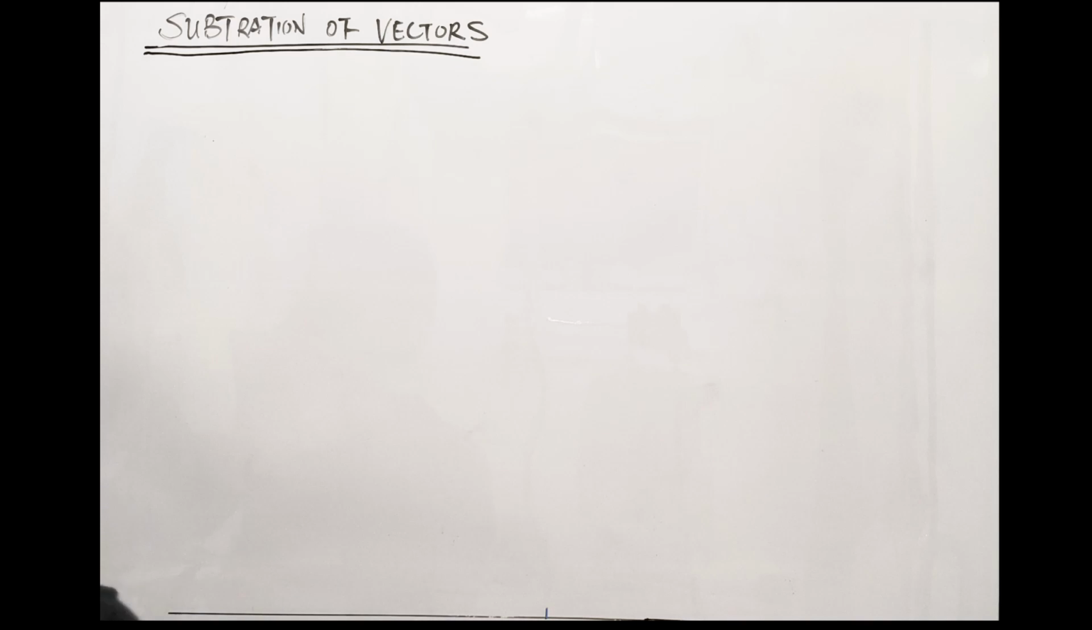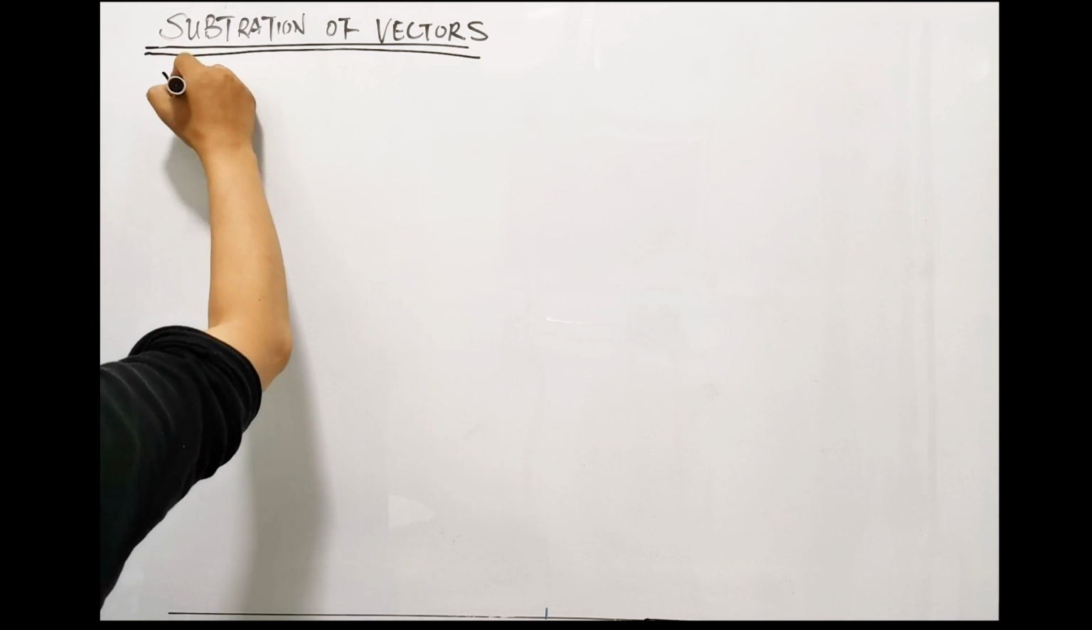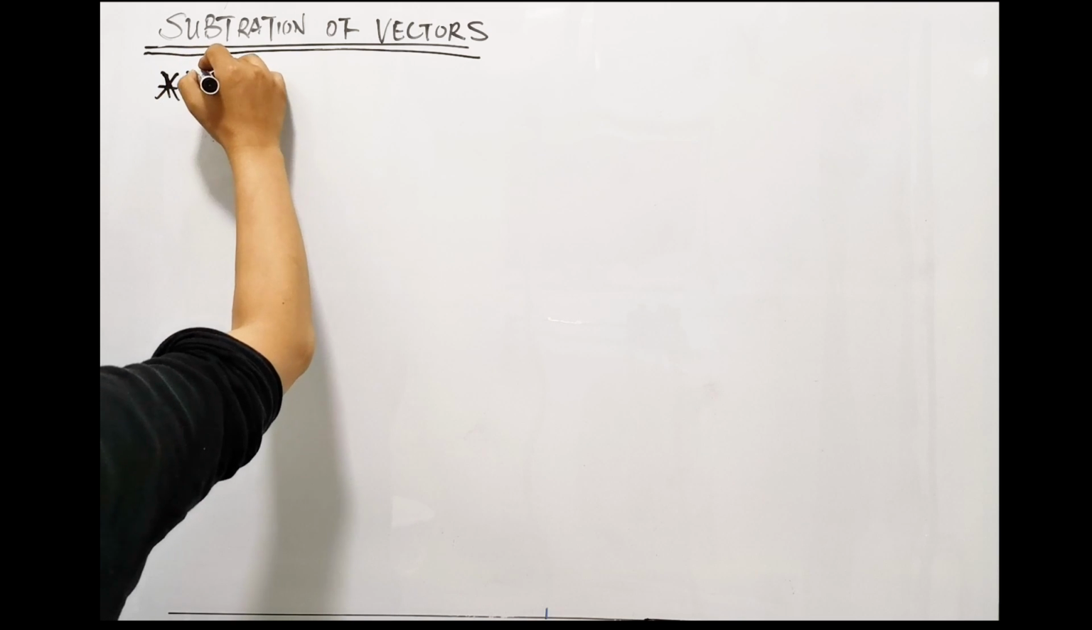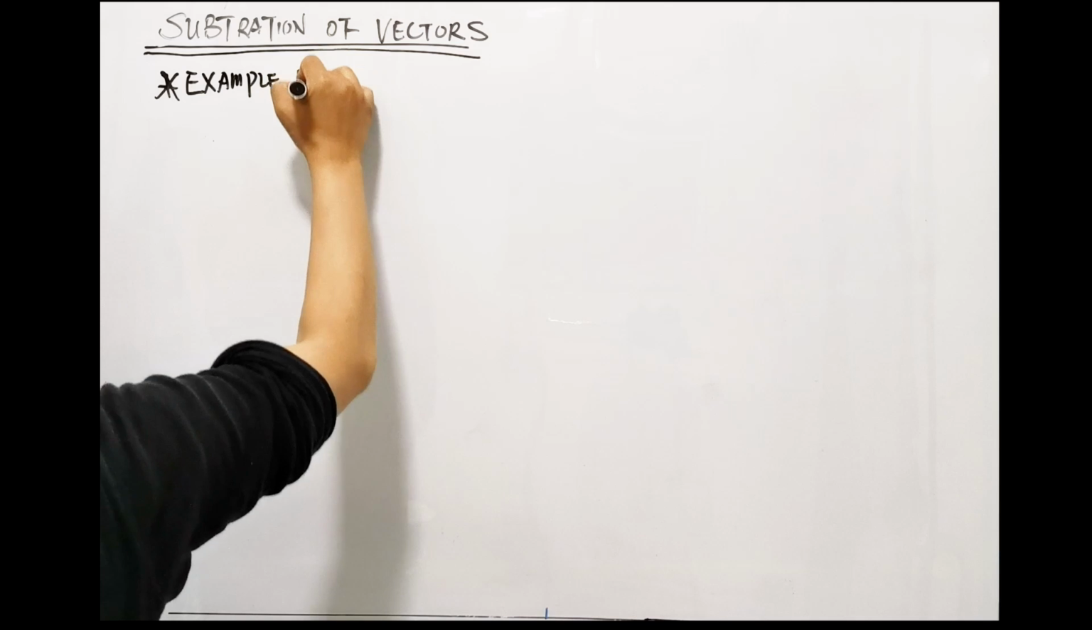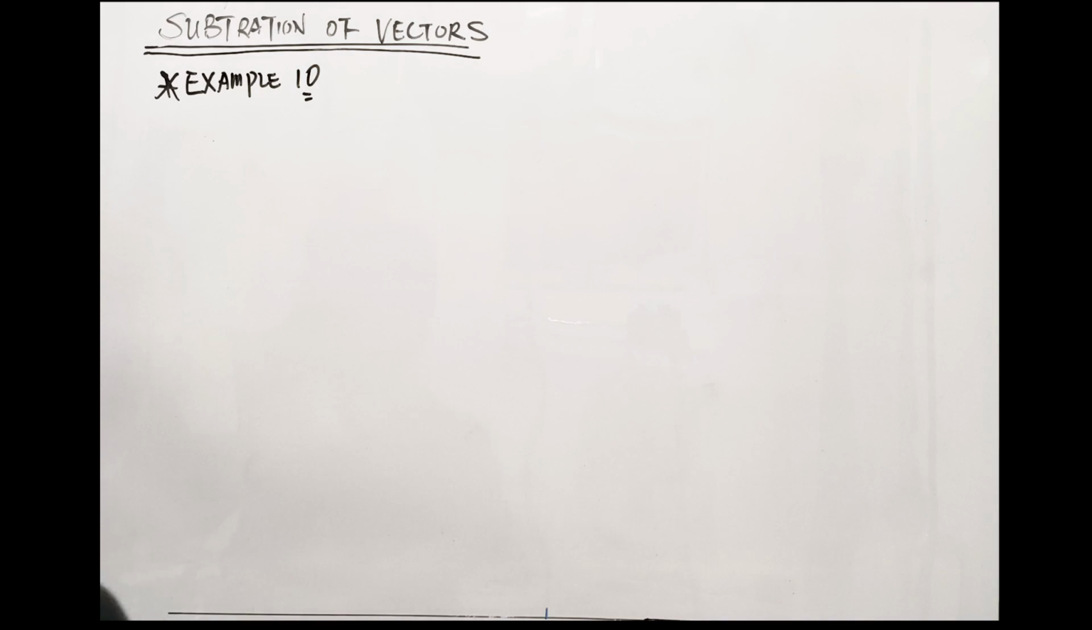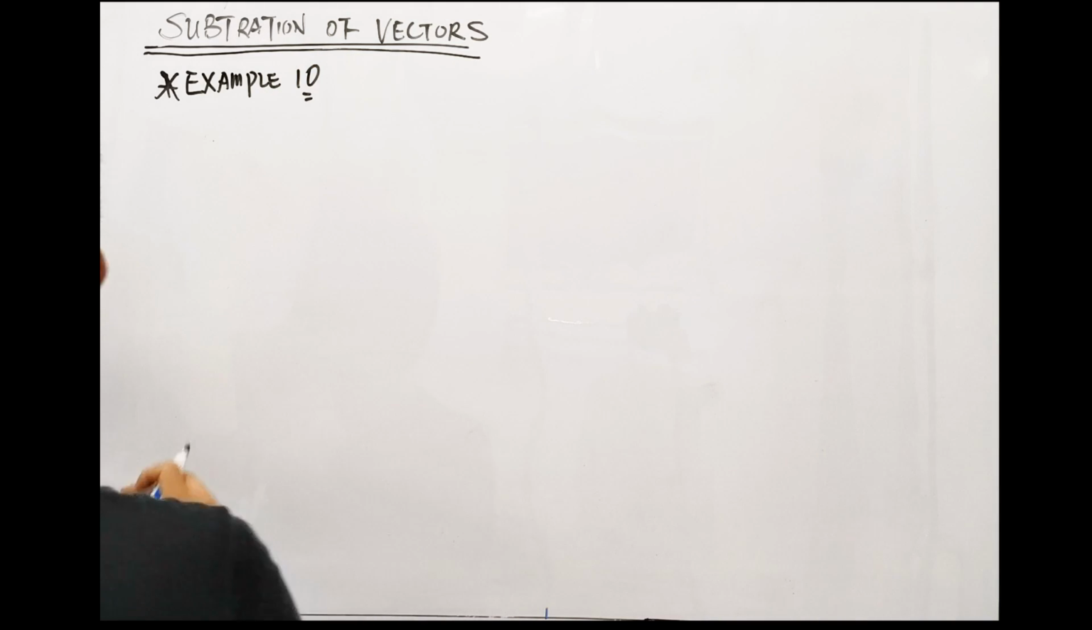Hello everyone, today's lesson we're going to talk about how to do the calculation for these subtractions of the vectors. Okay, we will give two examples. First we talk about example 10. Okay, let's talk about example 10. So what's inside the example 10?